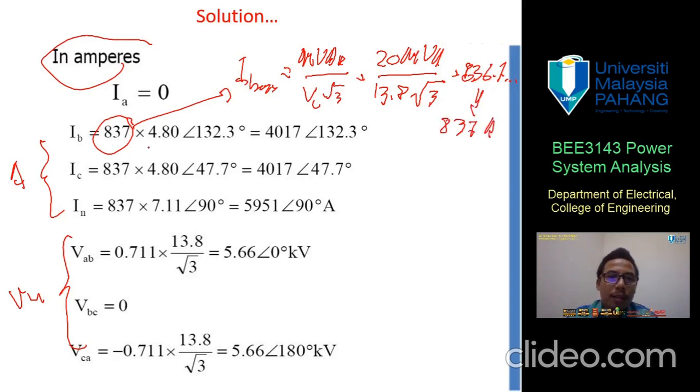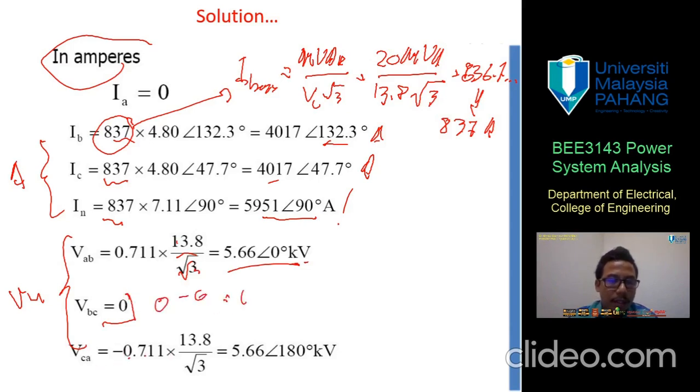So just multiply with the base current for all these three, then you get the final answer all in amps. For IC, with the same phase, everything is the same, in amps. Then for VAB, just multiply with the base voltage, which is 13.8 over root 3, then we get the value in kilovolts. And VBC we know already, because 0 minus 0 is 0, so nothing. For VCA, because of the minus, the phase is now changing.